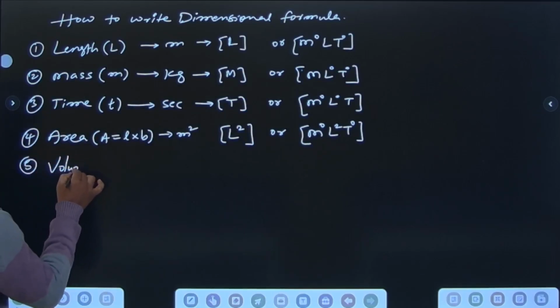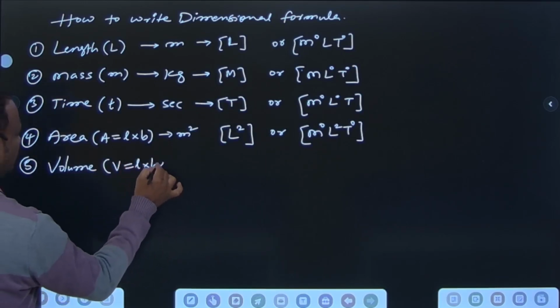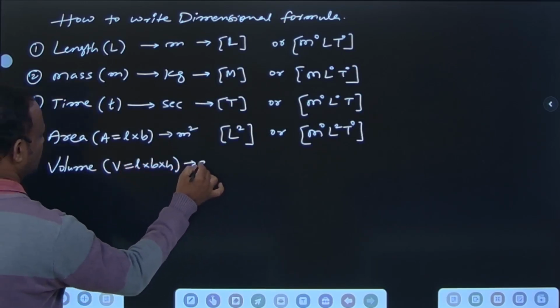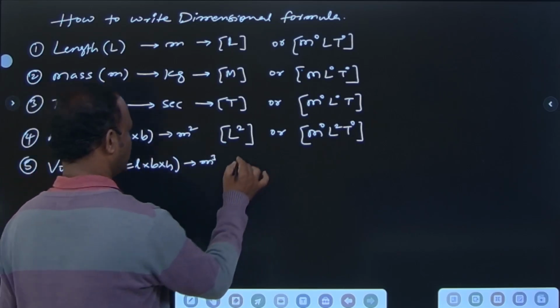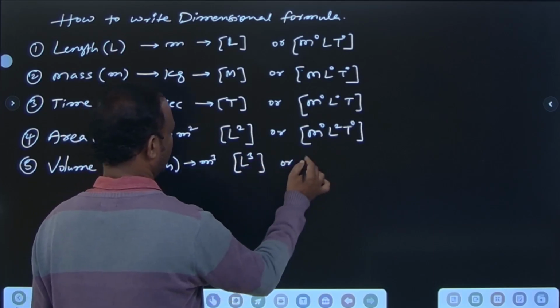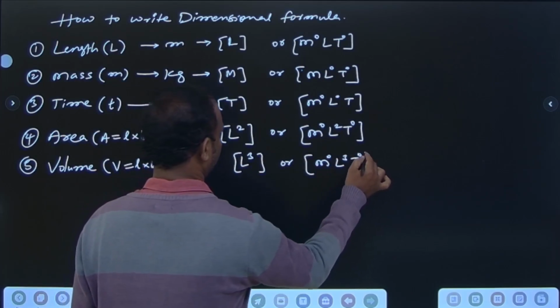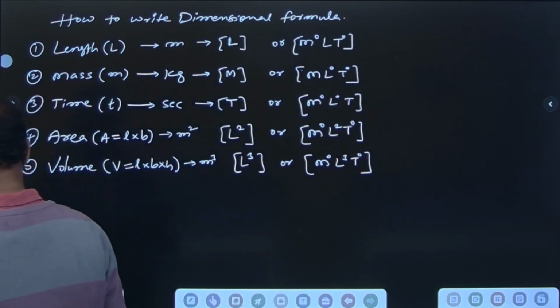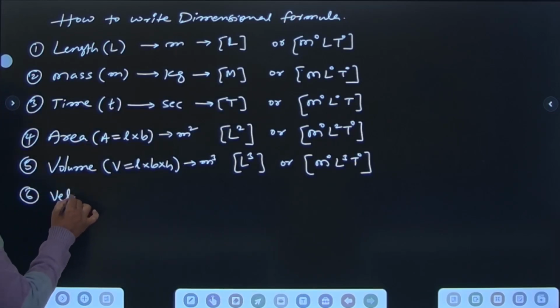Next, volume. Volume means V is equal to length into breadth into height, means what? Meter cube. It's a cubic meter. So that's L cube. Your wish, anyone you can write, either L cube, or M0, L cube, T0. Okay. It's a volume. And next one, for the sixth one, is velocity.